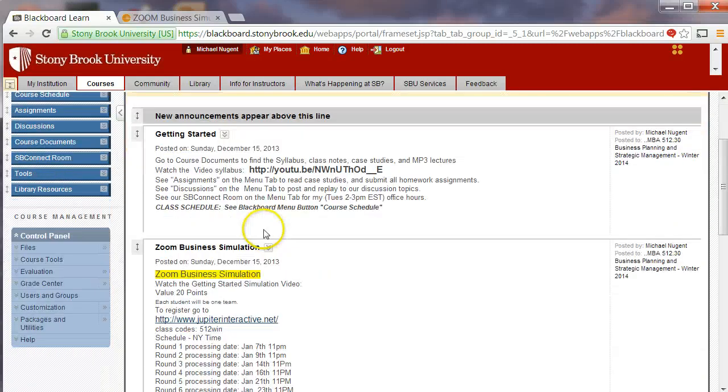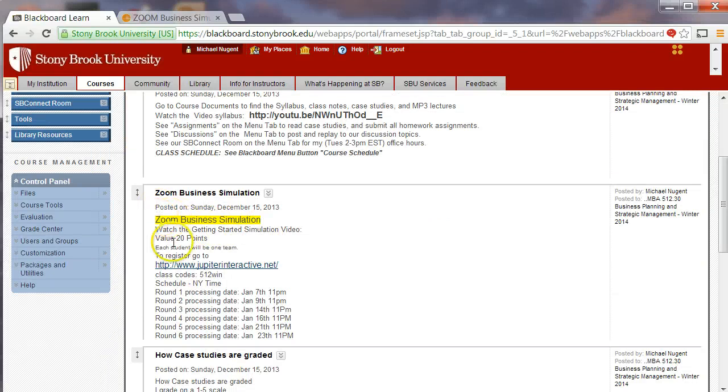If I look under announcements, I see that we have a Zoom simulation and we have a schedule. It looks like we're going to process one round every couple of days, so two rounds a week. We have rounds processed on the 7th of January, 9th, 14th, 16th, 21st, and 23rd. So we're doing 6 rounds.